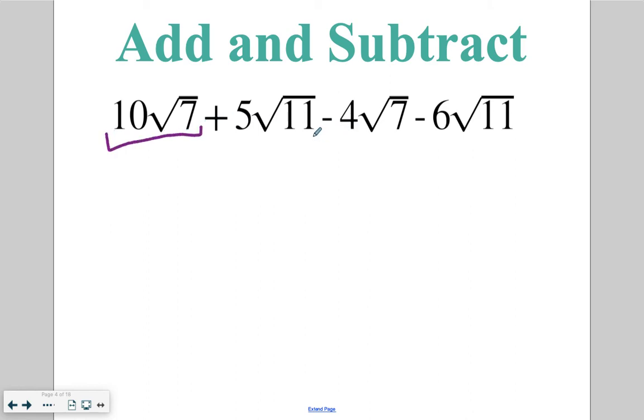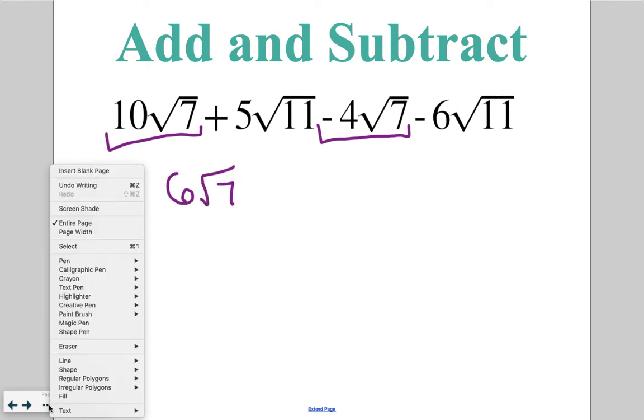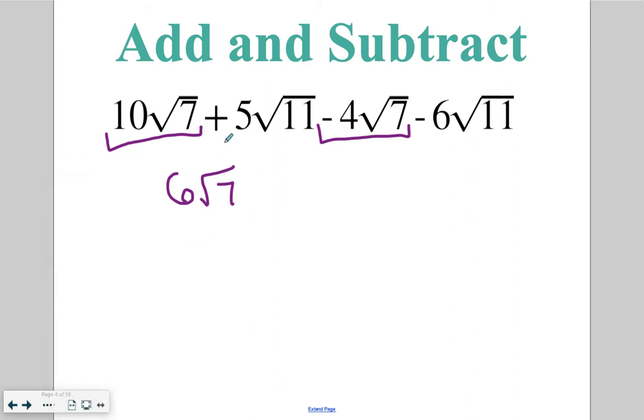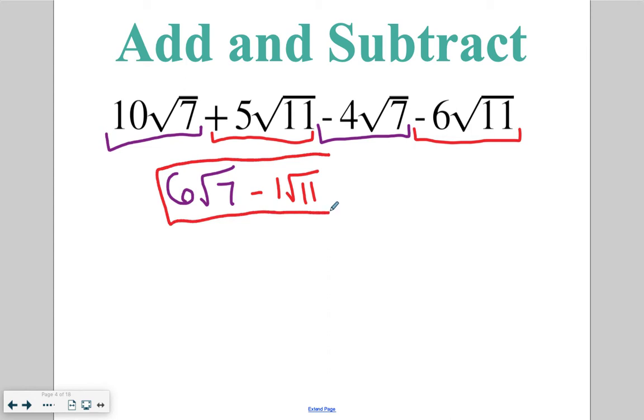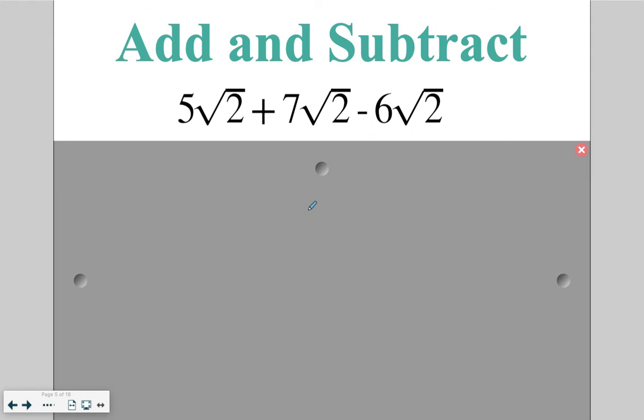So I've got 10 square roots of 7 minus 4 square roots of 7. So if I have 10 of them and I subtract 4 of them, that gives me 6 square roots of 7. Then if I look at the other part, I've got 5 square roots of 11, positive 5 of them, minus 6 square roots of 11. So 5 taking away 6 is negative 1 square root of 11. 7 and 11 don't match, so this then becomes our final answer: 6 square roots of 7 minus 1 square root of 11. Go ahead and try this one on your own.